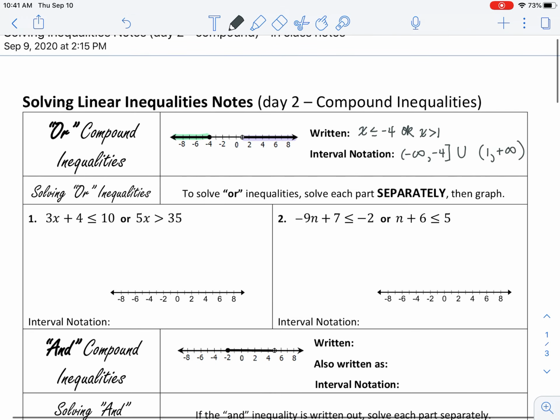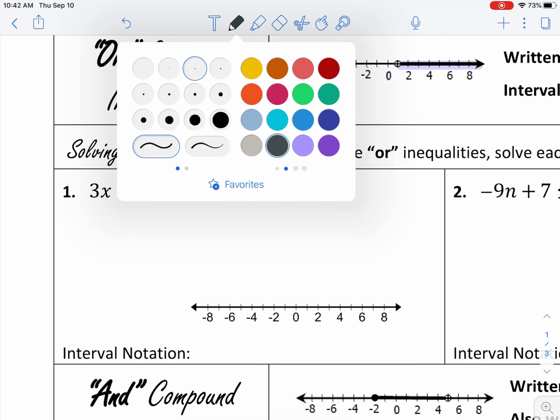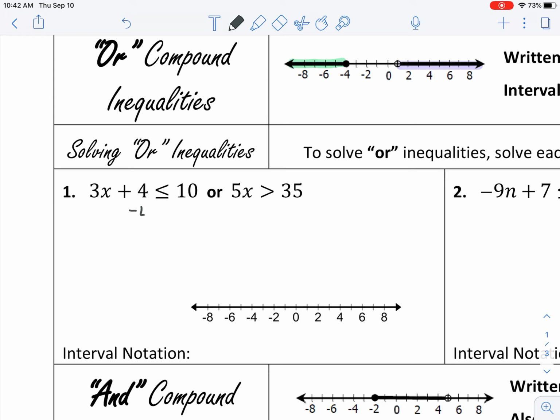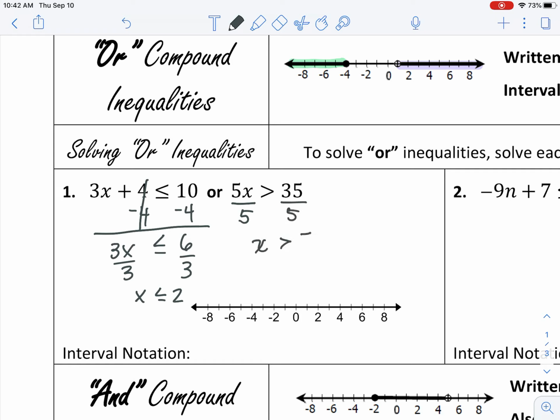To solve the or inequalities, you're going to solve each part separately, then graph, and your graph will be the two rays. For the first one, solving just like we do an equation, we would subtract 4 from both sides to get 3x plus 0 is less than or equal to 6. Then we would divide both sides by 3 to get x is less than or equal to 2. Let's go ahead and solve the other part. We would divide both sides by 5 and we would get x is greater than 7.